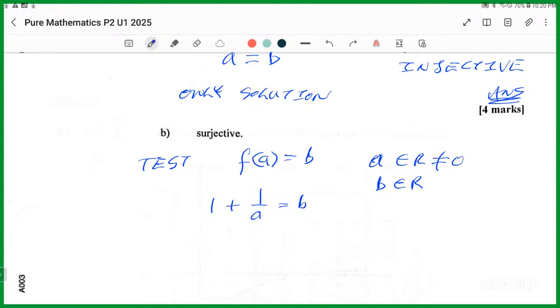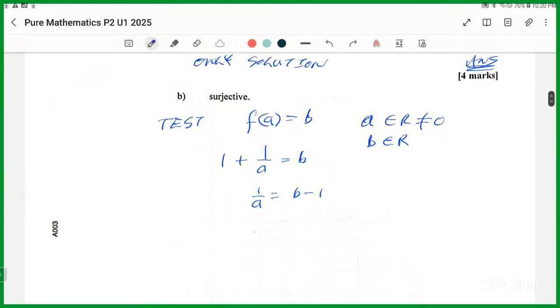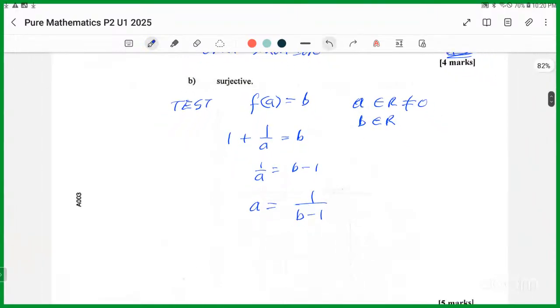So one has to transpose and make A the subject. All right, so I'm going to transpose this one over here first. I want to get 1 over A equals B minus 1. Then to make A the subject, I can take the reciprocal on both sides. And so A will be equal to 1 over B minus 1. And voila, B cannot be 1. If B is 1, A is going to be undefined.